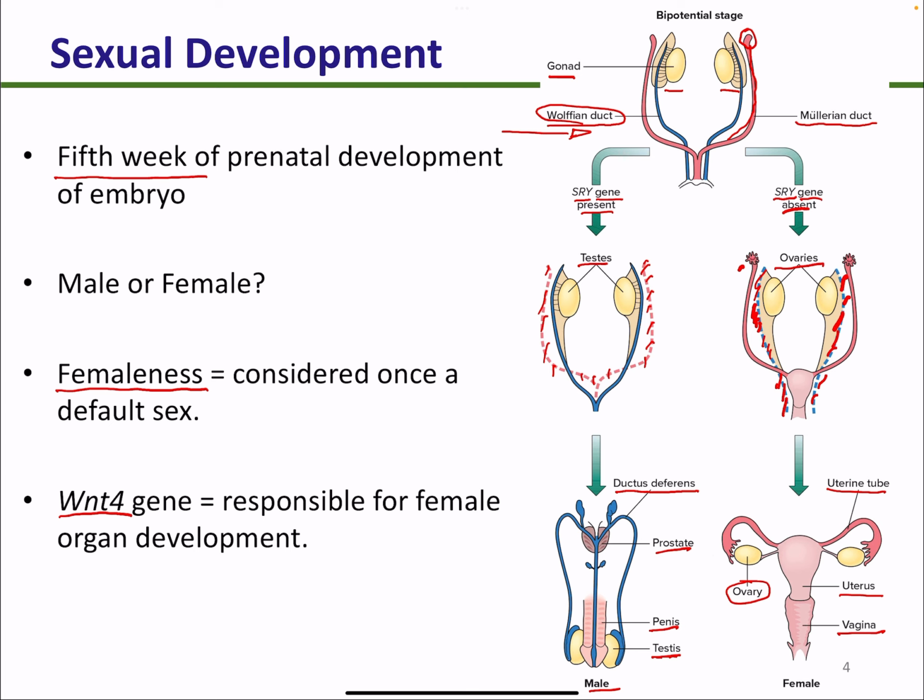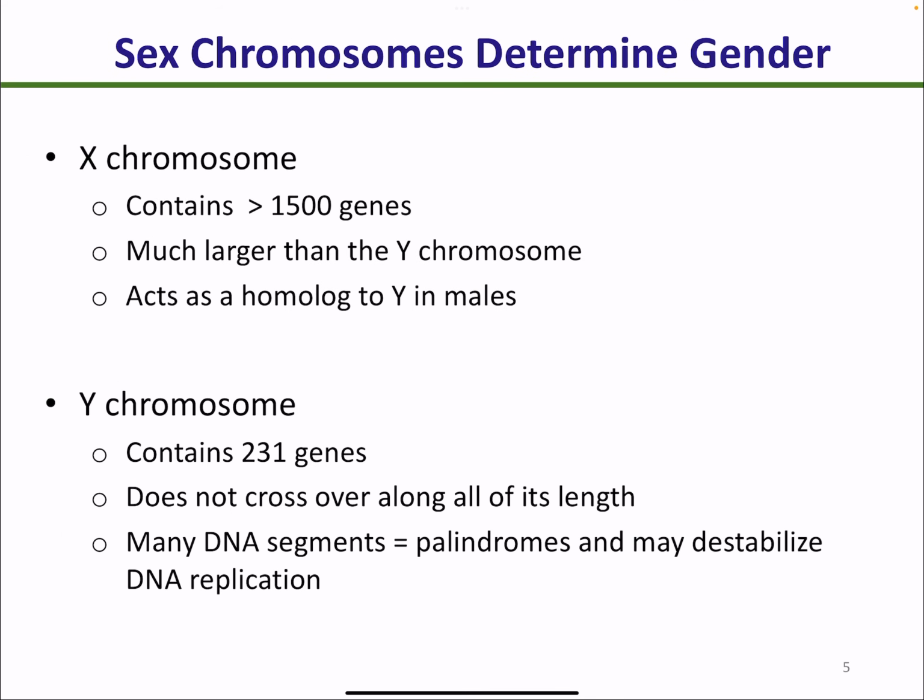The WNT4 gene actually is now clearly shown to be responsible for female organ development. Now, you may have absence of the SRY gene, but if absence of the SRY gene goes alongside a mutation of WNT4, well, guess what? The embryo will not develop into a female. That's basically what we can see now. All right.